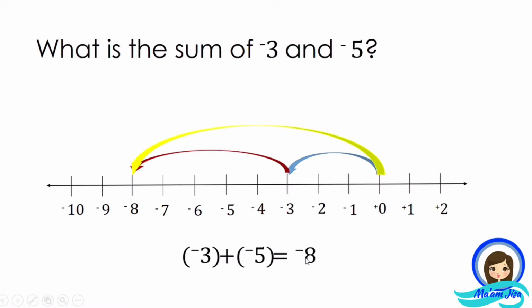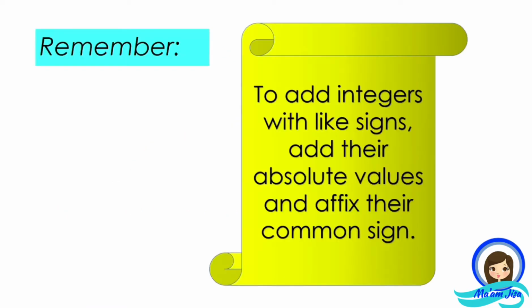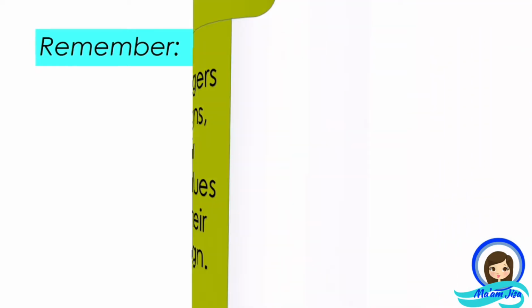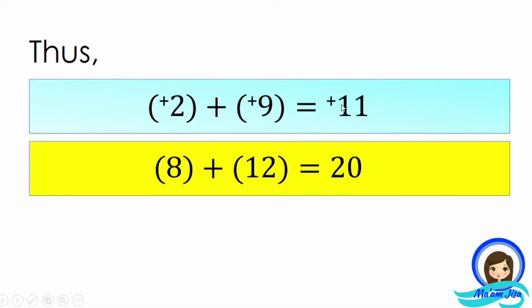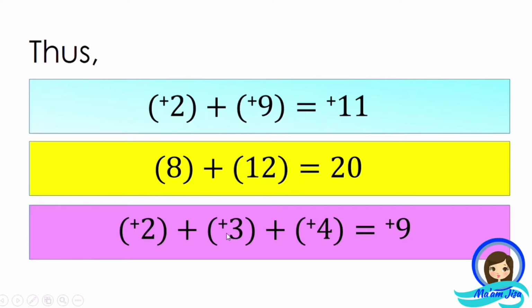Have you seen any pattern in the addition of integers with like signs? To add integers with like signs, add their absolute values and affix their common sign. If the addends are all positive, then the sum is positive. If the addends are all negative, then the sign is negative. Thus, positive 2 plus positive 9 equals positive 11. 8 plus 12 equals 20. Positive 2 plus positive 3 plus positive 4 equals positive 9.